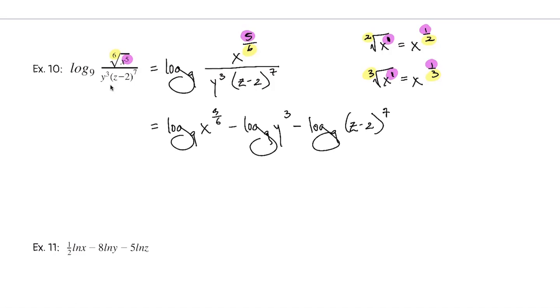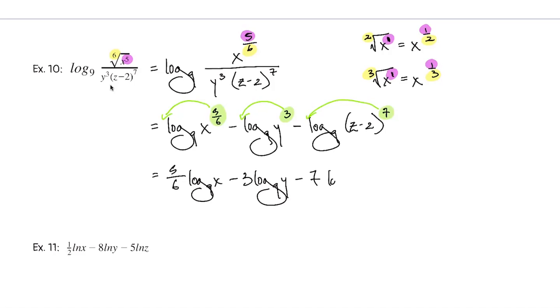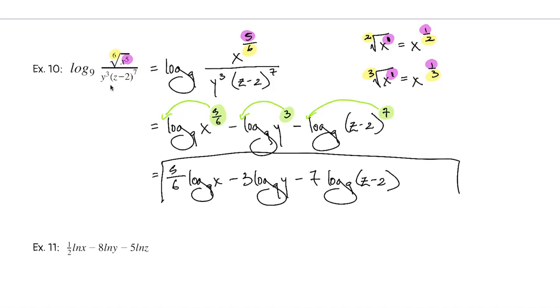The last thing we need to do to simplify is all these powers come down as coefficients. So 5/6 is going to be here, 3 is going to be here, 7 is going to be here. And that, my dears, is our answer.